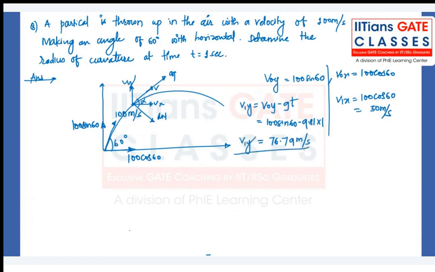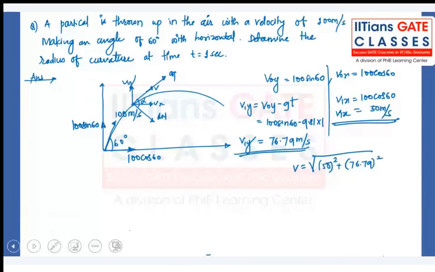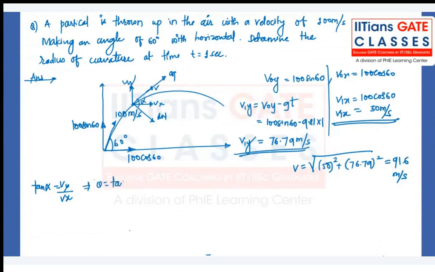We got the value of V1X, we got the value of V1Y, and now we can calculate the square root of V1X squared plus V1Y squared, 50 squared plus 76.79 squared, that is 91.6 meters per second. Okay, so we got the value of V. What will be the value of tan of alpha at that time? That will be Vy by Vx, right? So this implies alpha is equal to tan inverse of 76.79 divided by 50. It is 56.9.